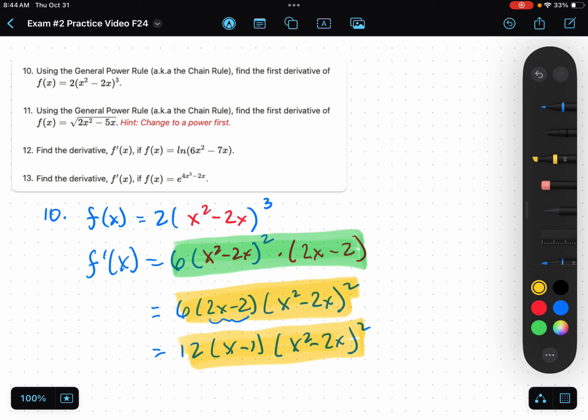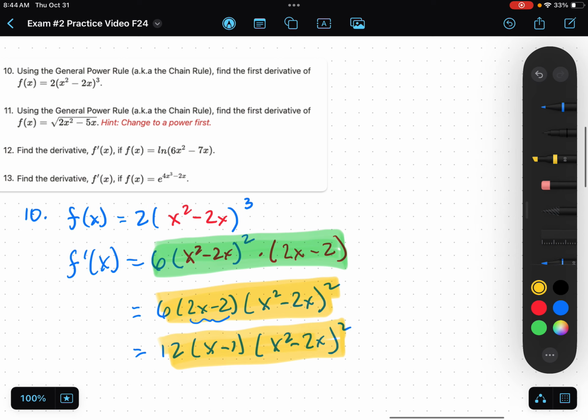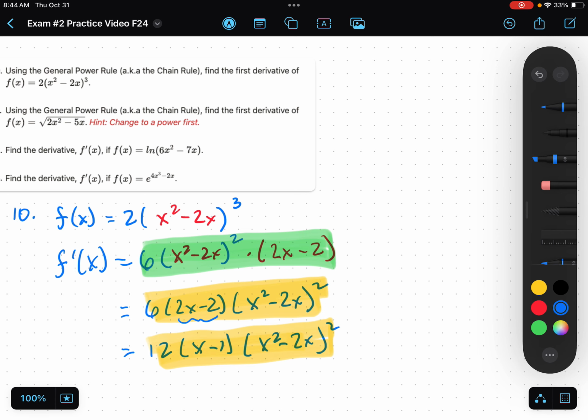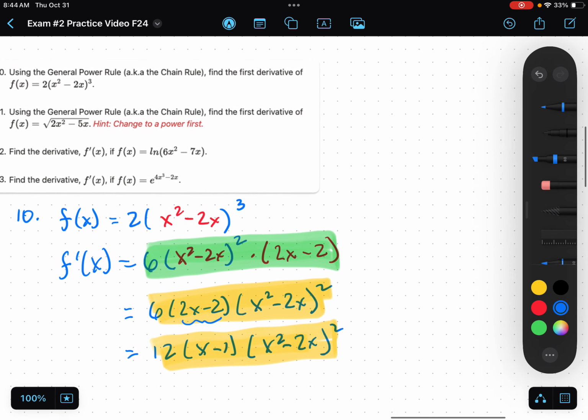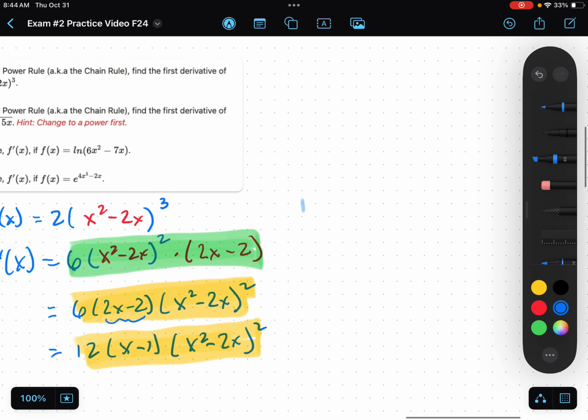That's it for the chain rule. And when we're doing it with powers of polynomials, we usually call that the general power rule, but we're really just doing the chain rule. The same thing applies to number 11. The difference is that the problem starts out in radical form.